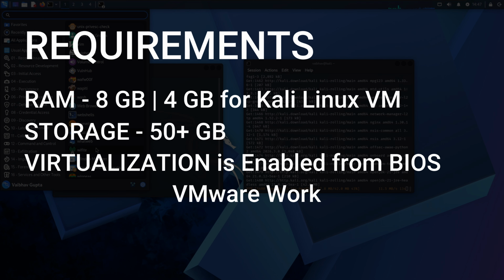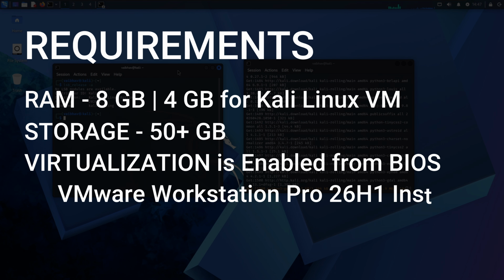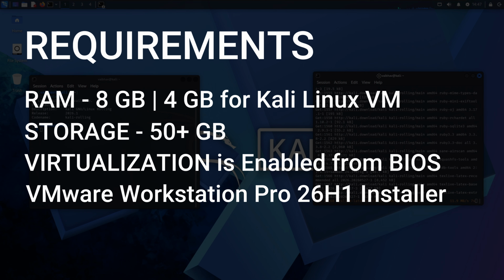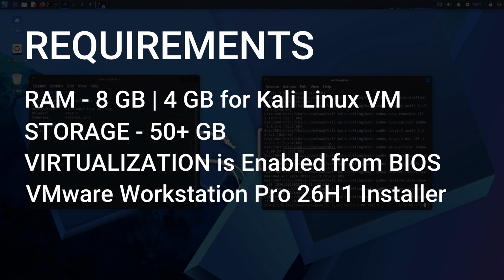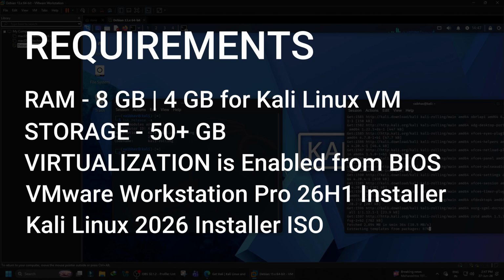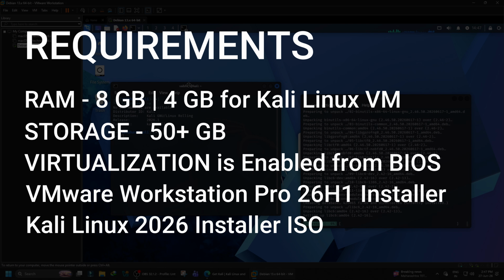Next, we will need the VMware Workstation Pro installer file. So make sure you are using the latest available version. As of today, we have the latest 26H1 version. And lastly, we will need the latest Kali Linux installer ISO file. So you can find all the links in the video description below. Now, without wasting any time, let's get started.